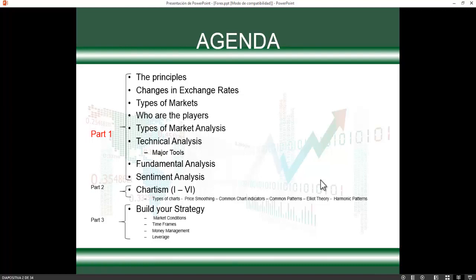We need to know why the forex market exists, and where it comes from. We're going to talk about exchange and exchange rates, so how does that work out? Types of markets, who the players are, and types of market analysis, of which there are three. We've got technical analysis, and I'm going to talk about some major tools very briefly. We will get into it later anyway. Then fundamental analysis: how do we look at fundamentals, and how do we read the news in the market. And then we're going to talk about sentiment very briefly.